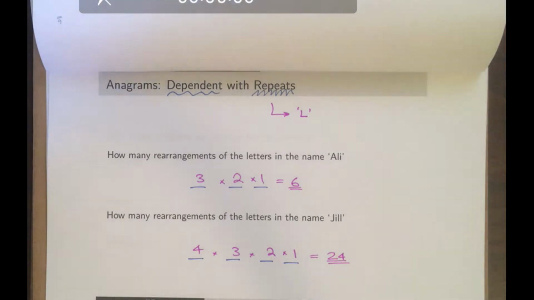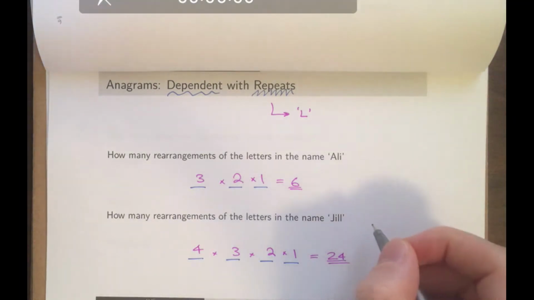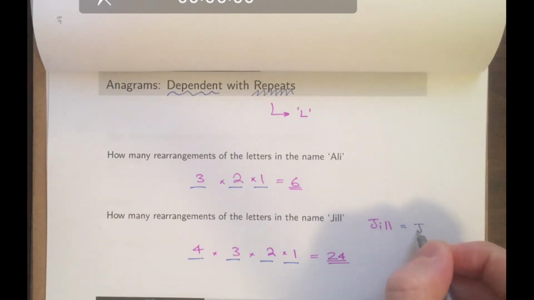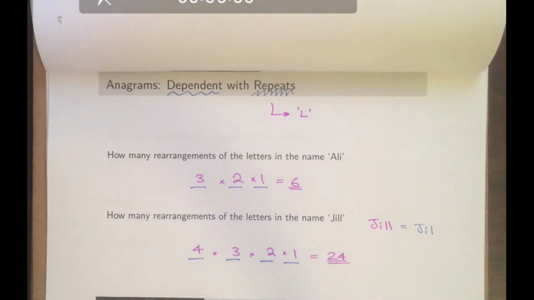24 assumes that these 2 L's can be used differently. Maybe one of them is like a blue L, one of them is a green L. So it assumes that JILL is the same as, sorry guys, this is going to be kind of weird, JILL. So there's no way to differentiate these two L's. They're exactly the same. Now if you make them in different colors, then maybe you can differentiate them by color, but in the mathematical sense, they're exactly the same.